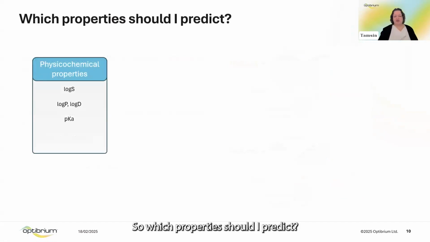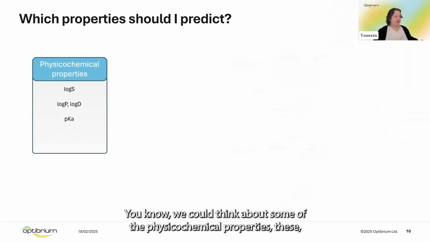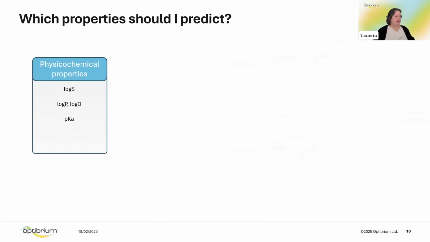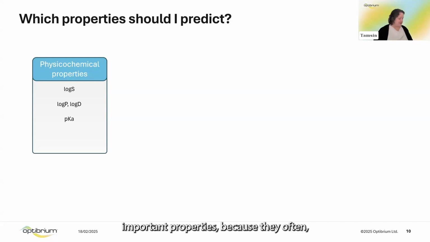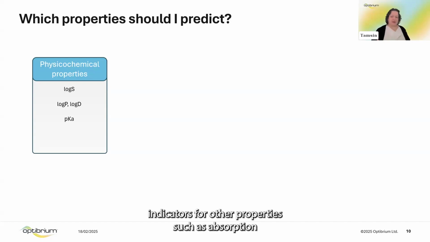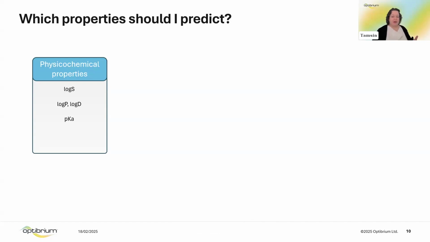So which properties should I predict? There's a whole range of them. I've got a few here. We could think about some of the physicochemical properties. These are things like solubility, log P or log D, pKa's. These are important properties because they often are good indicators for other properties such as absorption or for activity at other enzymes. They can be surrogates for that.